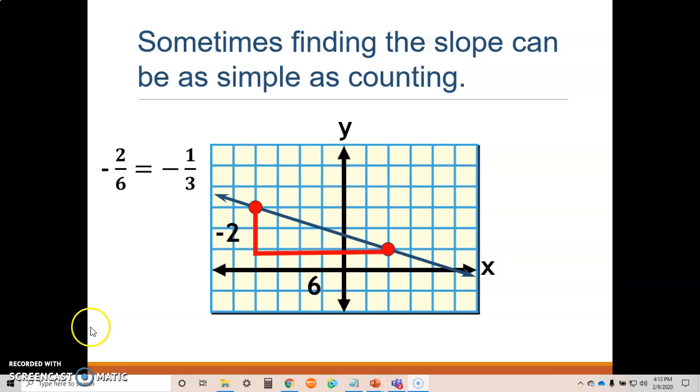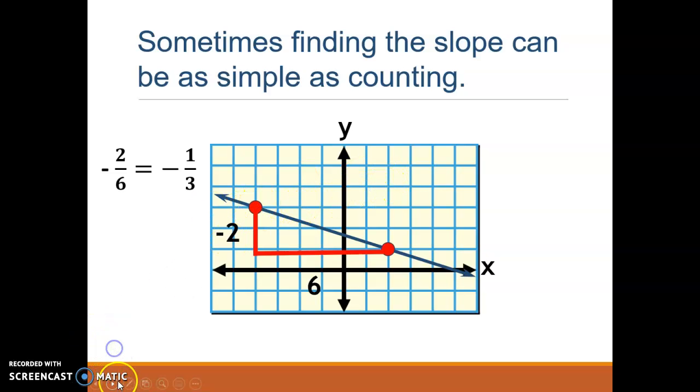Hey guys, so we left off in part one of this video with this slide saying that sometimes finding the slope can be as simple as counting. We can pick our 2 points here, and we can see that from this point down to this point, if we draw a line where they meet here, you can see that we went down 2, so our rise was -2. And our run, we moved from left to right, so we moved a positive 6 spaces. So we can write that as -2/6 or -1/3.